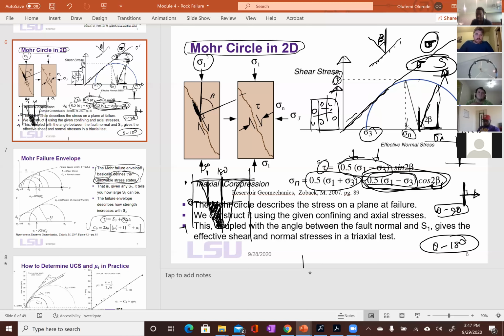I can explain it again if it's not very clear. So 90 will be completely vertical, and this will evaluate to 0. And you will just have this as sigma n.